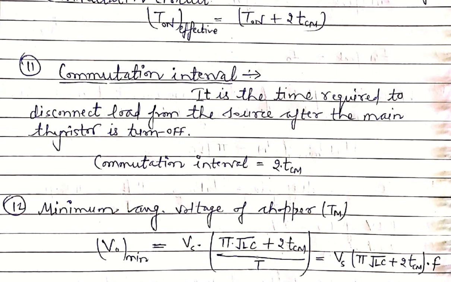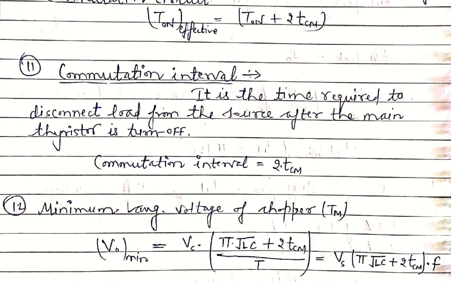And now we'll see the 11th point, commutation interval. It is the time required to disconnect the load from the source after the main thyristor is in off condition. So this is what the commutation interval tells us. Basically, it is the time interval required to disconnect the load from the source. Disconnect means no current will be flowing to the load side, after the main thyristor is in off condition.